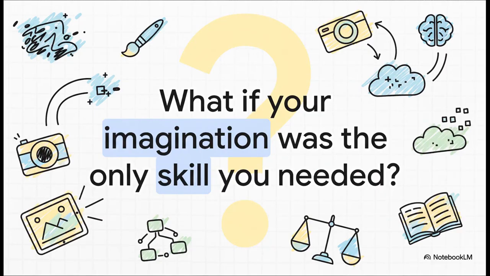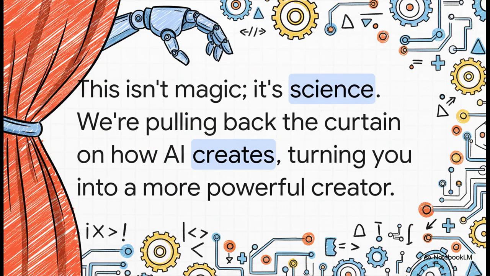What if you could take the wildest images in your head and put them right onto a screen just by describing them? This isn't some sci-fi movie, it's happening right now. And look, I know this stuff can feel like absolute magic, but it's pure science. And in this explainer, we're going to pull back that curtain. We're going to see exactly how AI creates so you can become an even more powerful creator yourself.